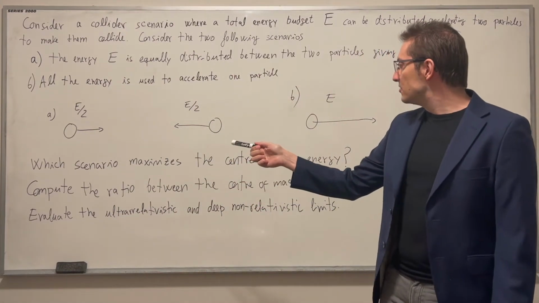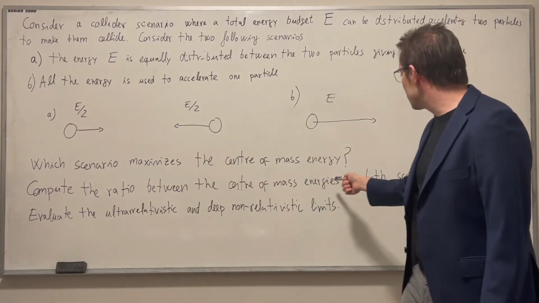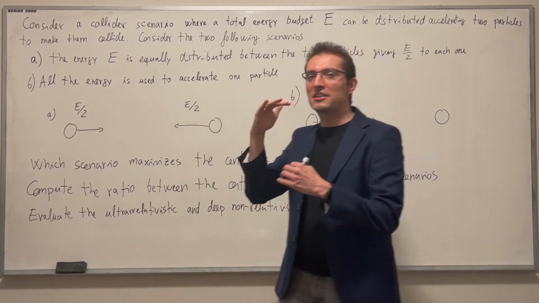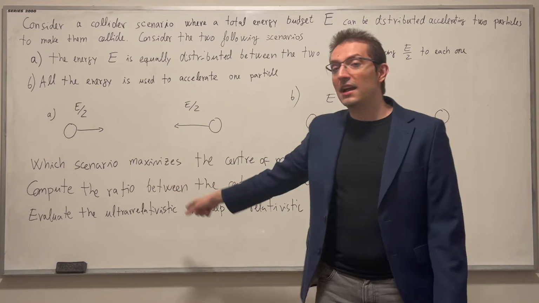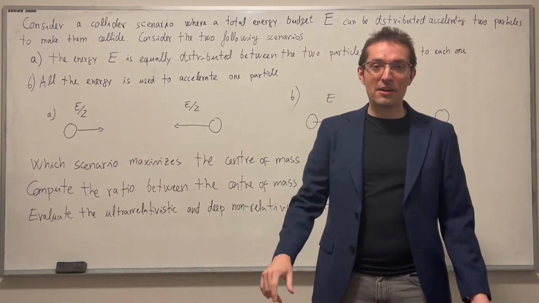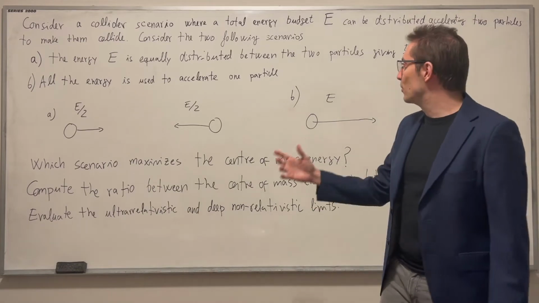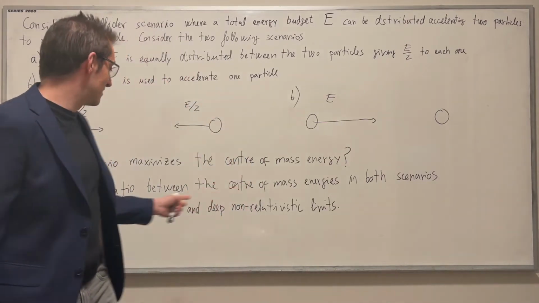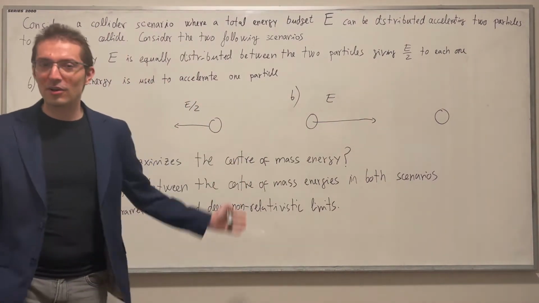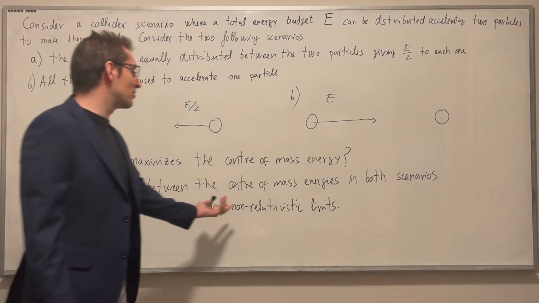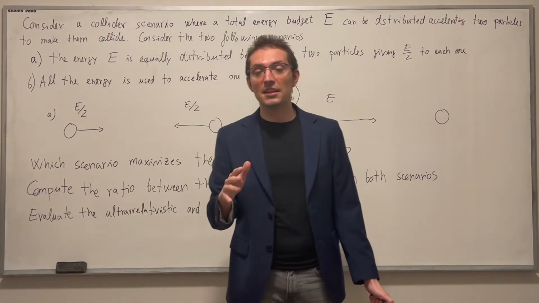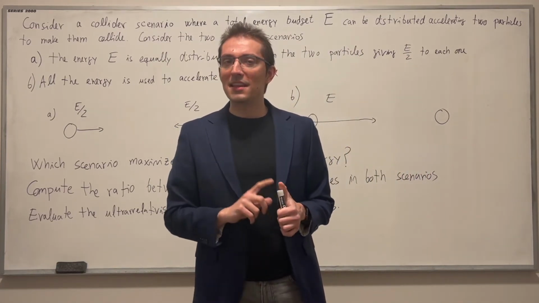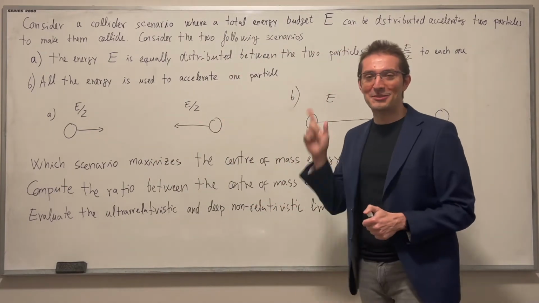Okay, and then I also asked you to compute the ratio between the center of mass energies in both scenarios. So I don't just want a number for each, I want one over the other to see how much better one is over the other. And finally, I asked you to evaluate the ultra-relativistic limit for that ratio and the deep non-relativistic limit. That is when the energy that we put into the particles is really large, this is the ultra-relativistic limit, so the particle becomes really, really relativistic, and the other one is the deep non-relativistic limit, when the particles have very little energy in the lab frame, which is going to be the Galilean limit, right? Okay, well, I think it's an interesting question. Let's see what the answer is.